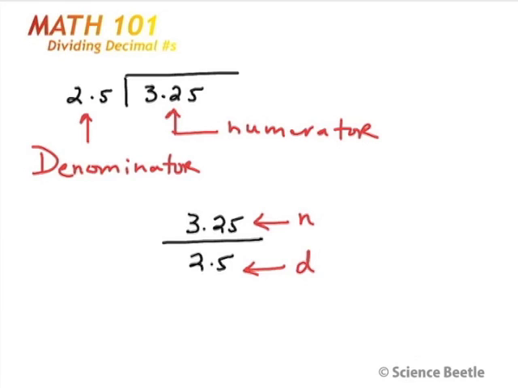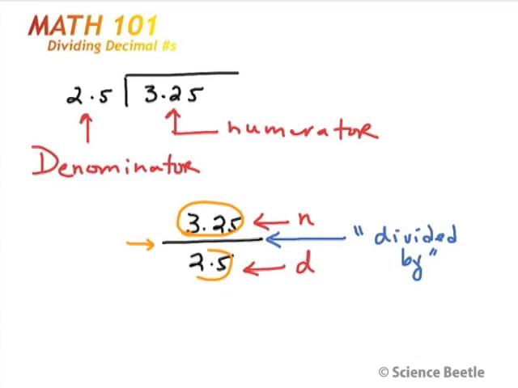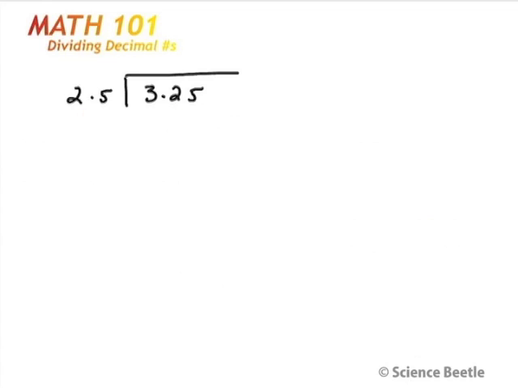And this little bar here in the middle, and I'm going to change the color here, this little bar means divided by. The reason it's there is because when we read this, we usually start at the very top and say 3.25 divided by 2.5. That's just a little bit of an explanation as to what these numbers really mean.